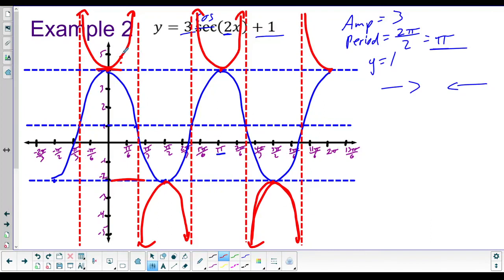So, all right, so there is graphing reciprocal trig functions. Hopefully that's not too bad. Hopefully it's just more practice graphing parent trig functions.